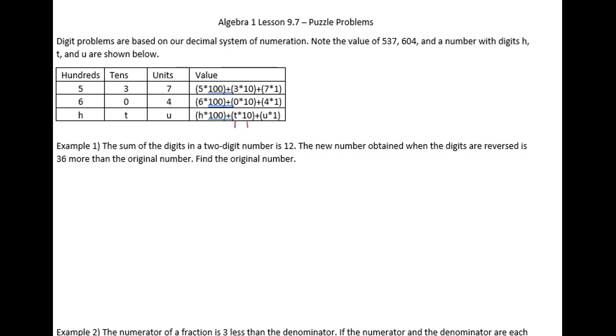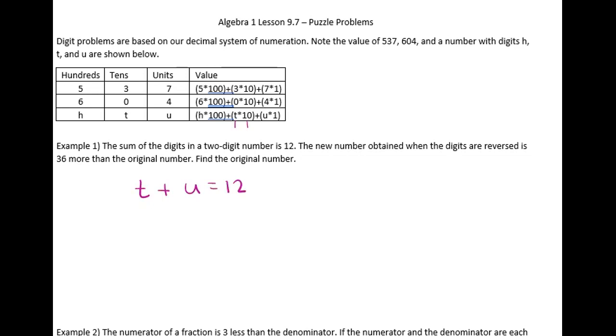When it talks about the number, you want to make sure you're multiplying it by the place value that it is. If it's just talking about the digits, like the sum of the digits, then you can just use the variables. So the sum of the digits in a two-digit number is 12. Okay, thank goodness it's only a two-digit number. We have tens and we have units. So we're going to add the tens digit to the units digit, and that is going to be 12. So that's what our first sentence says.